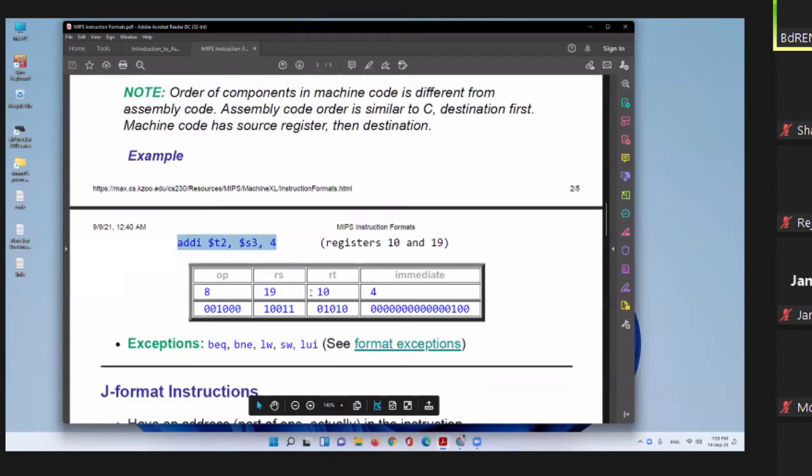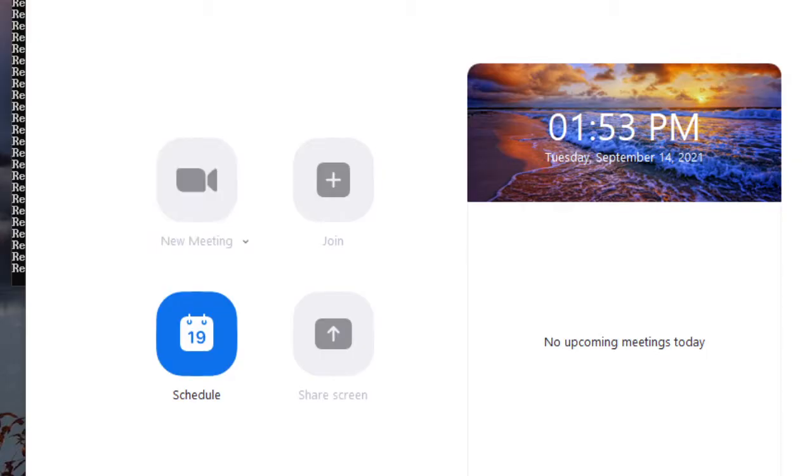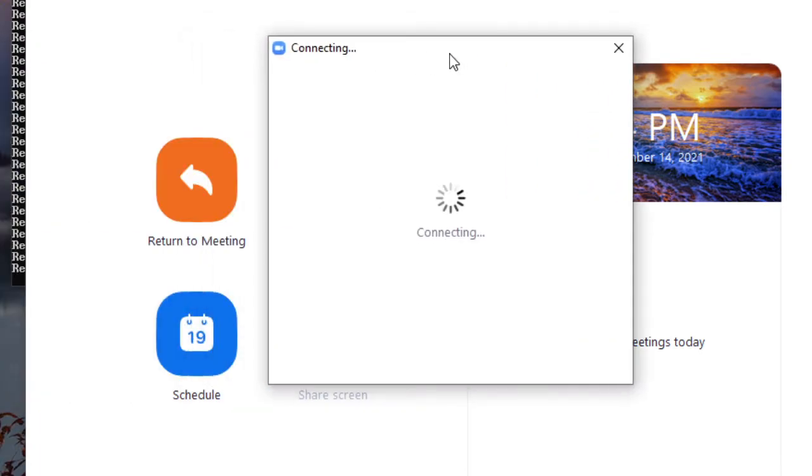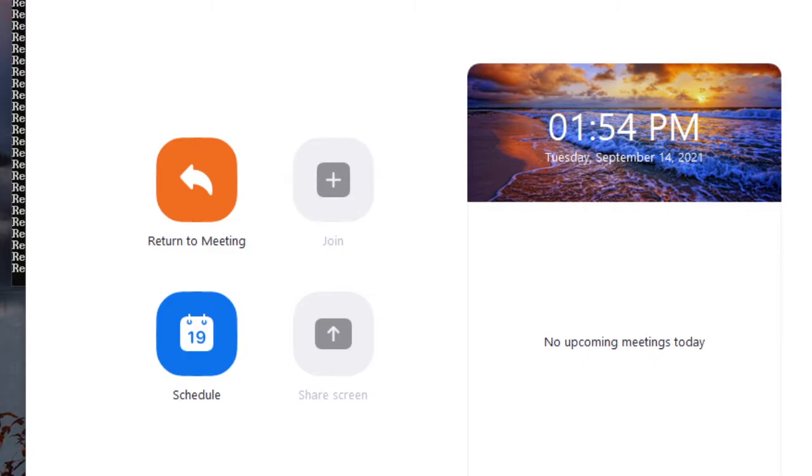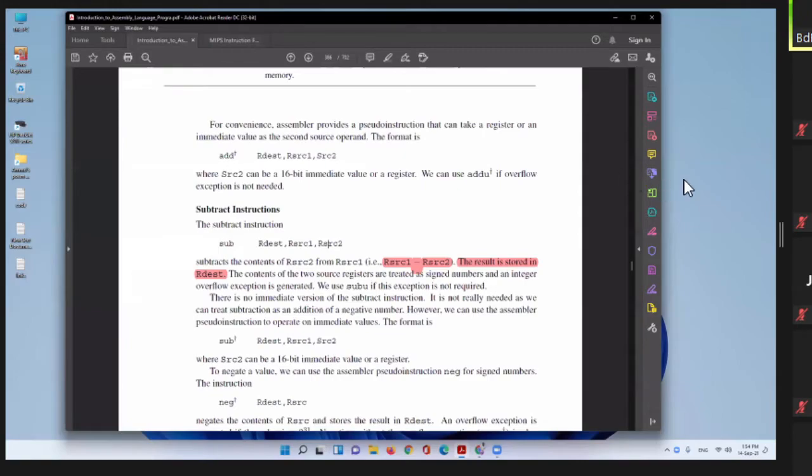Very simple. For subtraction, we have source 1 and source 2, and we know that it is the register of source 1 minus the register of source 2. Remember, whenever you write R source 1, that means the content of this register, because these are variables. So the content of register source 1 minus source 2 will be stored into the destination register. Very, very simple.